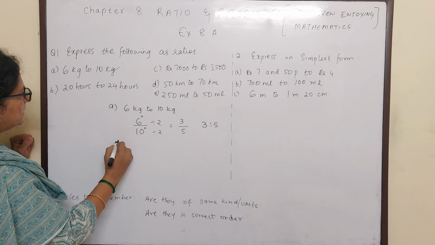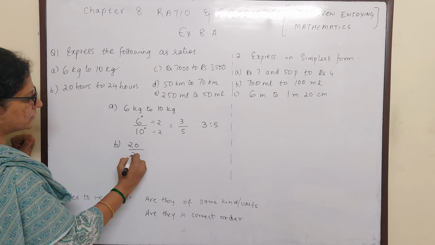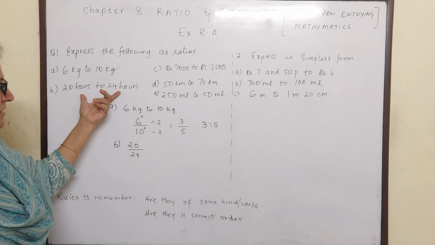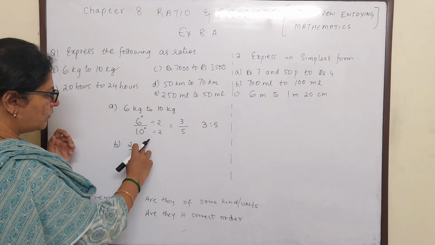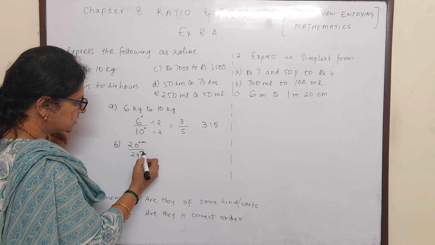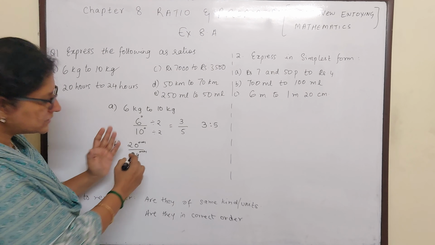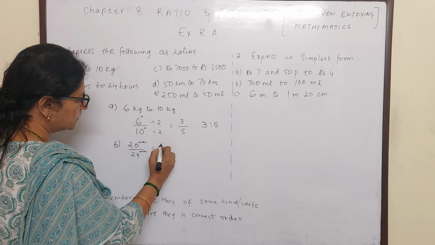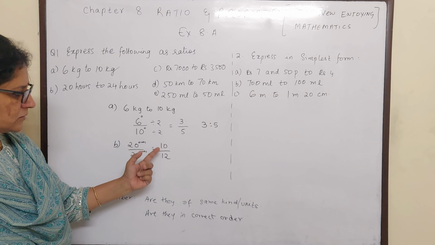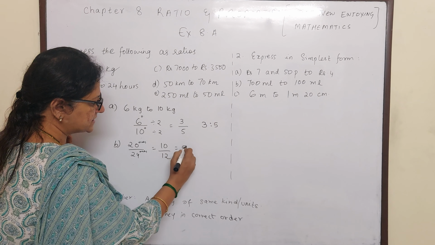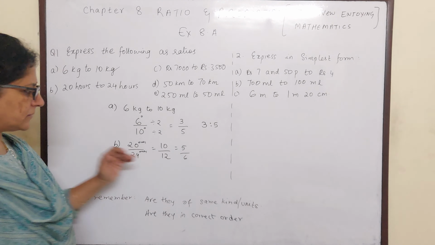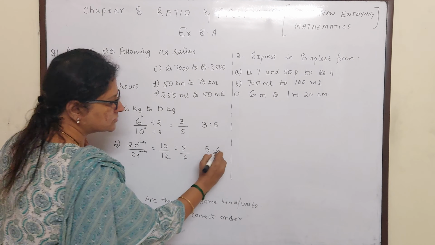Second sum, B, 20 hours to 24 hours. First we will see, are they of the same unit? Yes, it is hours. And now we will start dividing. What are the common factors for this? Ones place 0 is there, in this ones place 4 is there, that means both are divisible by 2. So 2 tens are 20, 2 12s are 24. Again if you see 0 and 2 in the ones place, 2 5s are 10, 2 6s are 12. So this is your answer in the simplest form, lowest terms. So you will just write 5 is to 6.